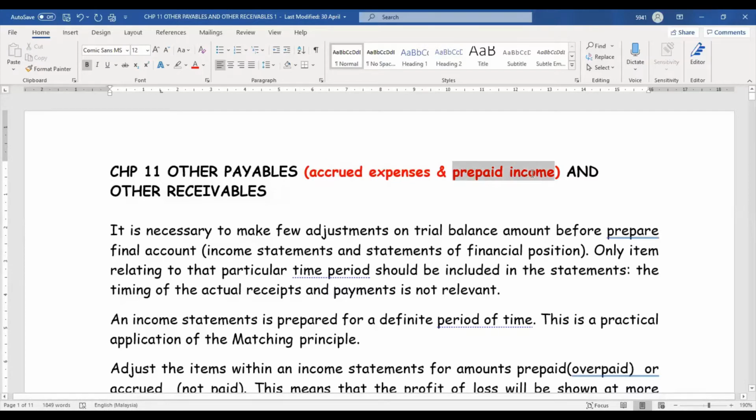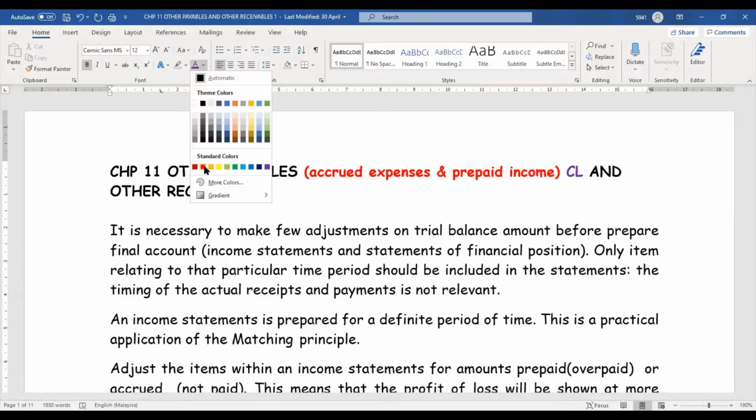Prepaid income. What's the prepaid income? The income that we receive in advance. The income that we receive in advance, we call that prepaid income. And remember, other payable, which is accrued expenses and prepaid income, both are our current liability. So CL, current liability.